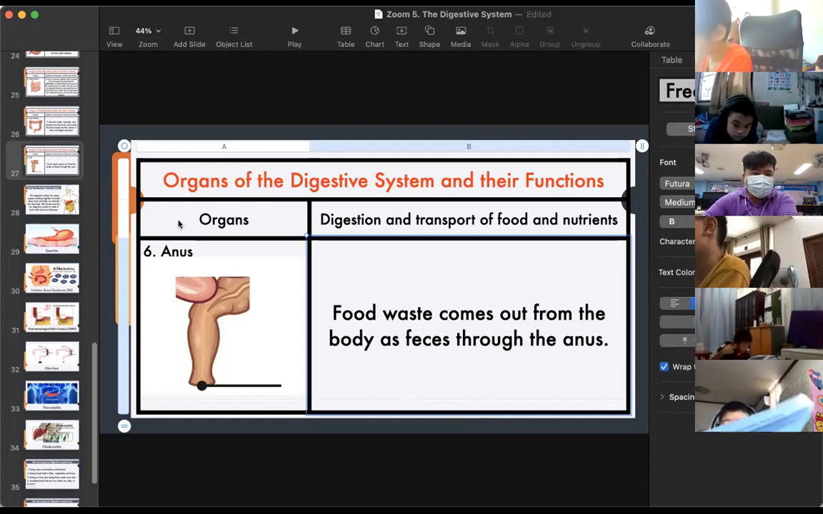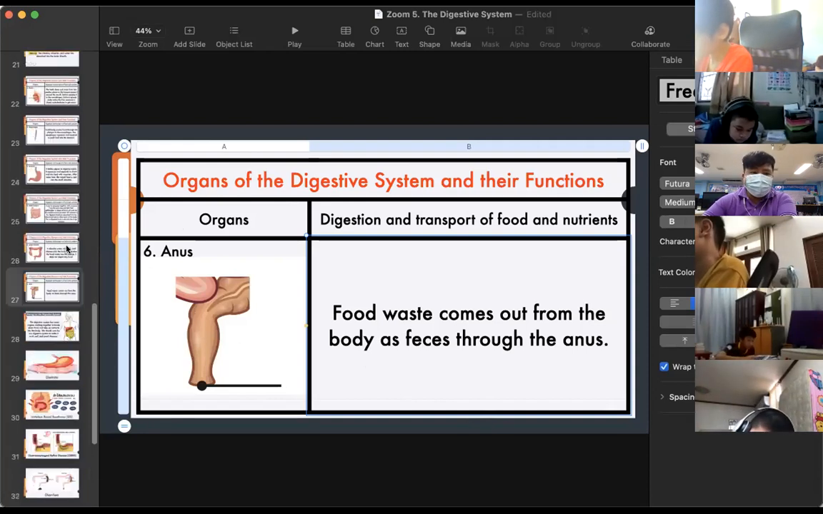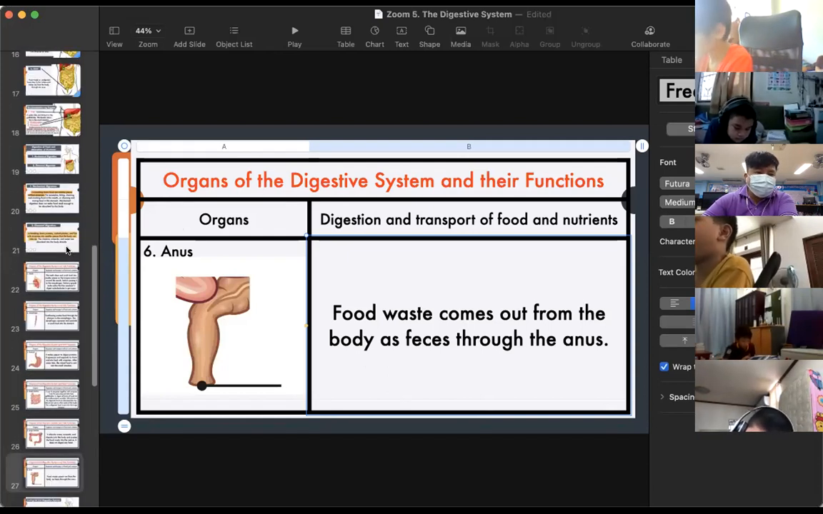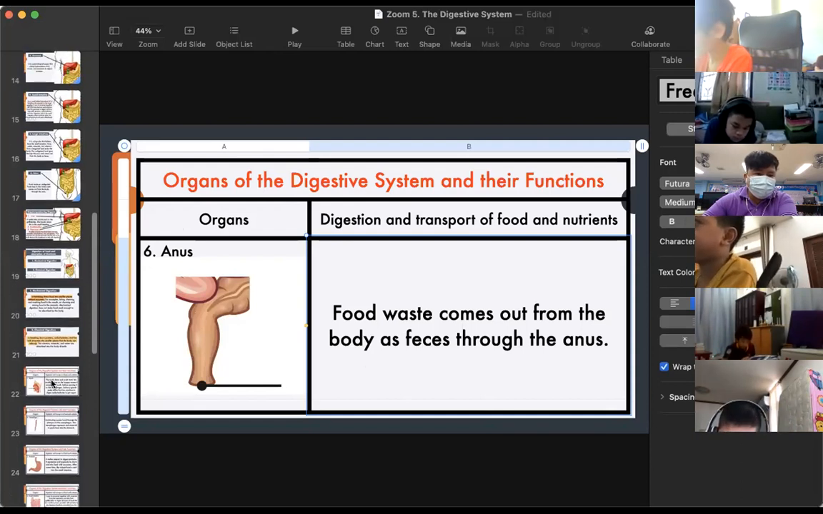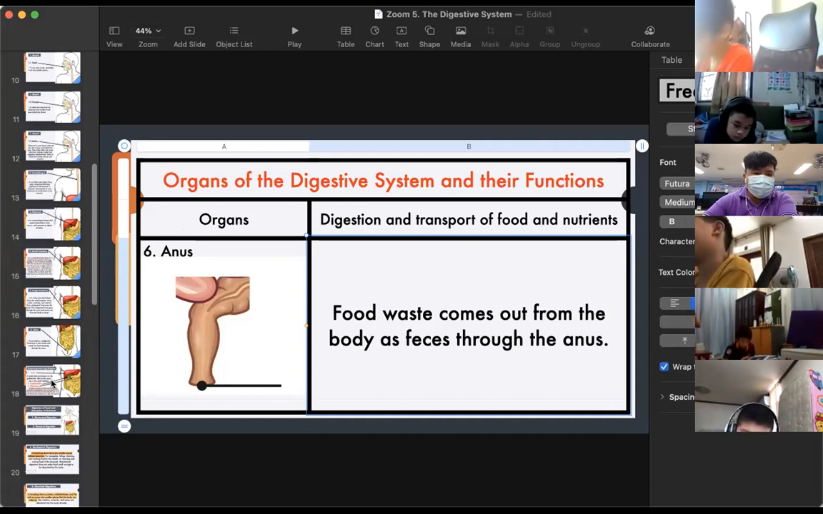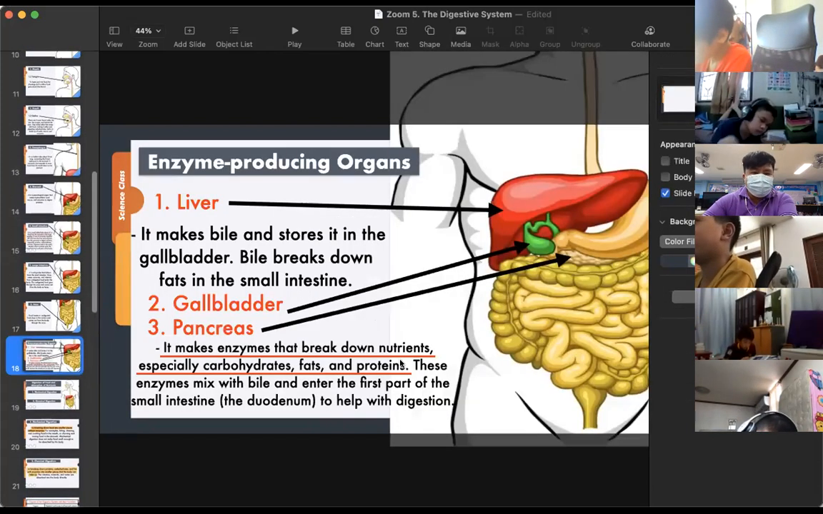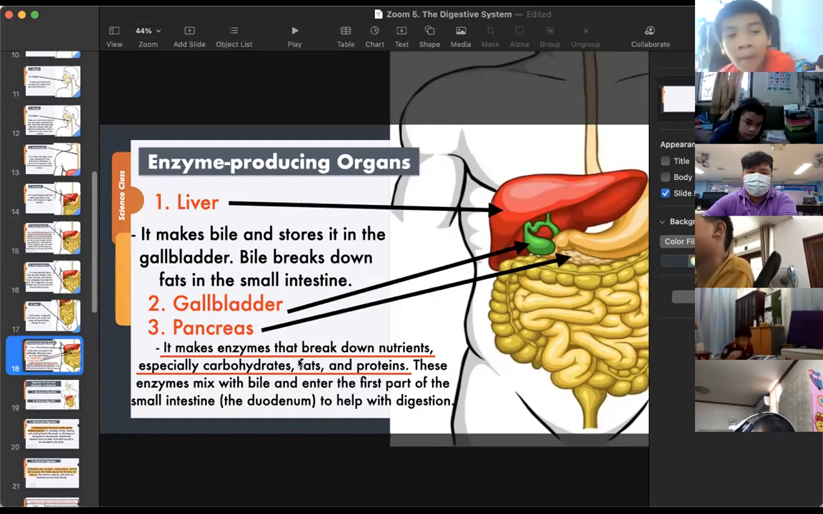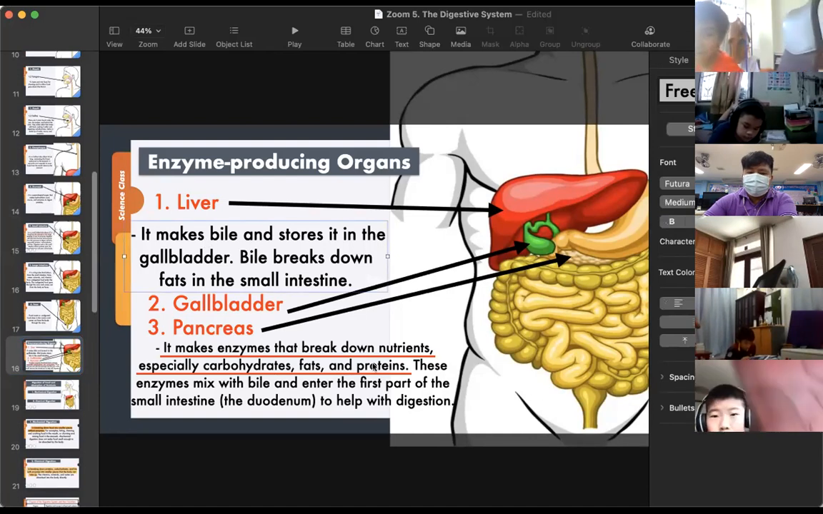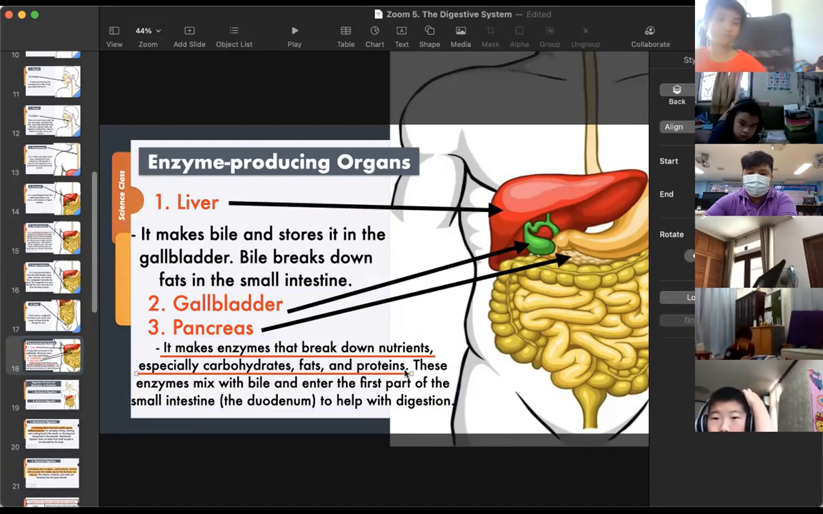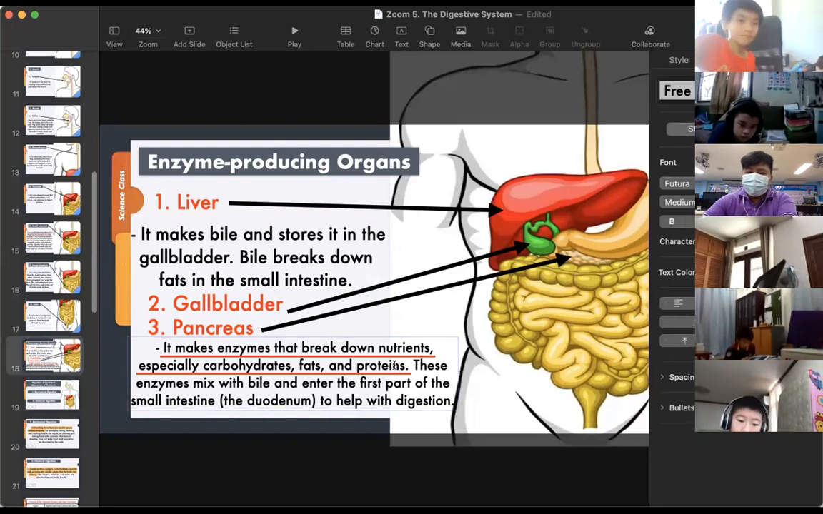And what is the function? This is too many. The liver, the gallbladder, and the pancreas. For the pancreas, up to protein only.